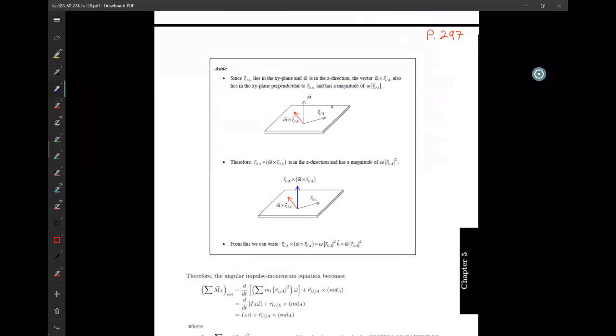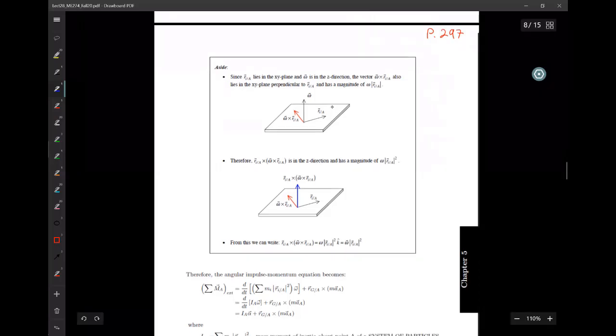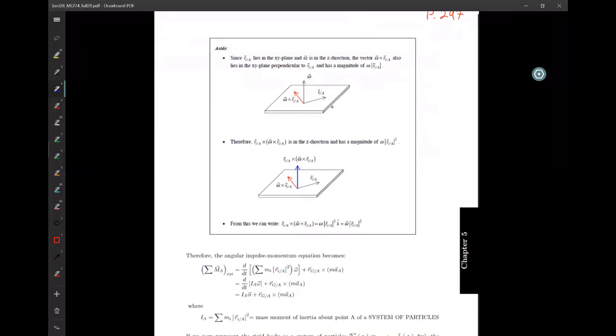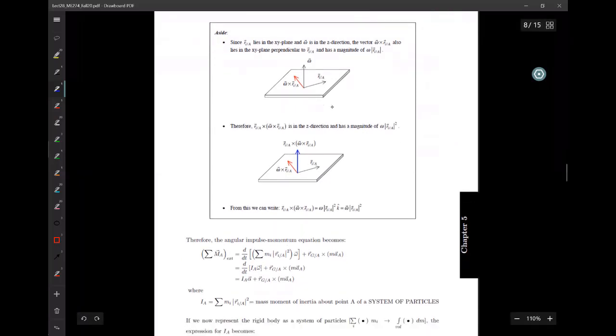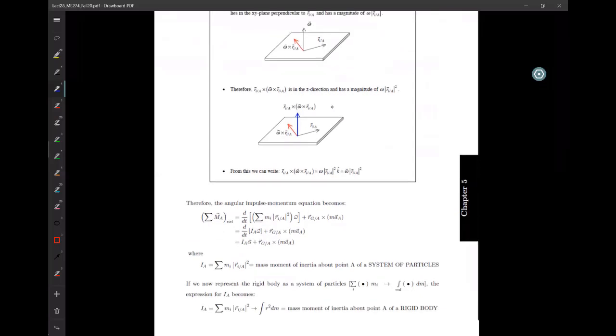Now, one thing that I didn't say, but most of our problems are 2D. So essentially, when we have a 2D problem, due to the fact that the angular acceleration is perpendicular to that 2D body, we can always calculate the moment of inertia like that, with that integral. So we don't need to actually take the cross products that are shown there.